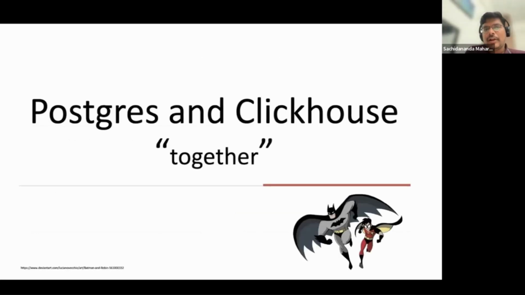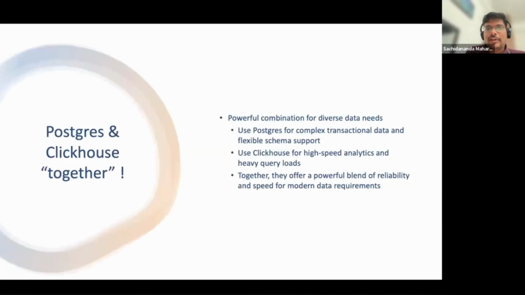So together, what we are proposing here is Postgres and ClickHouse. Wherever Postgres is lacking, ClickHouse can pitch in, and wherever ClickHouse is lagging, Postgres will pitch in. Together they perform as an amazing duo, like Batman and Robin. Whenever we are talking about handling large amounts of data, high speed analytics and heavy workloads, ClickHouse is very fast in those cases. But together with Postgres, we can handle all the transactional workloads as well, which is the modern data requirement.